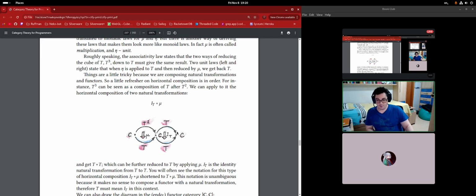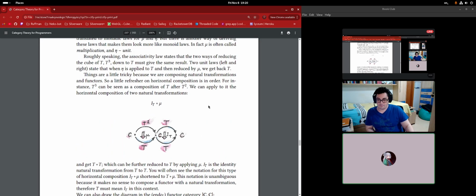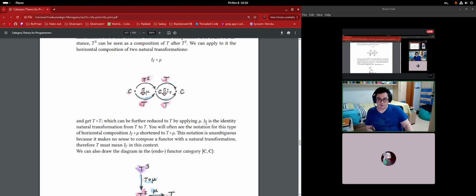And if you apply T again, you're gonna go to C again, but now you apply T 3 times. And what we are saying basically is that if you pick T squared and you apply mu, which is join, you're gonna have another transformation down here, which is just T. And if you have T and you apply the identity to it, you're gonna have T again. Actually the identity natural transformation, not the identity functor. Yeah, IT is the identity transformation from T to T.